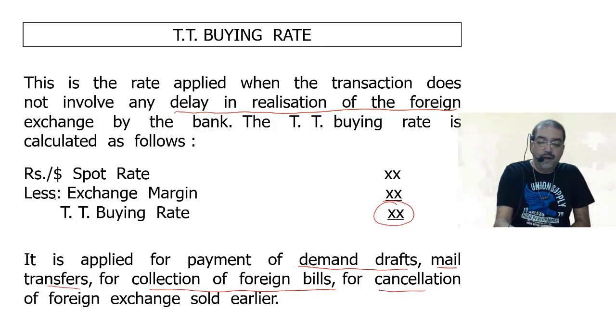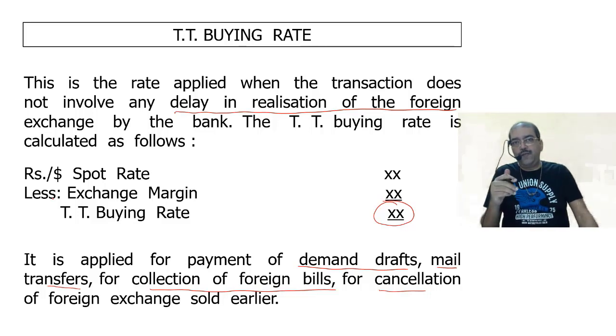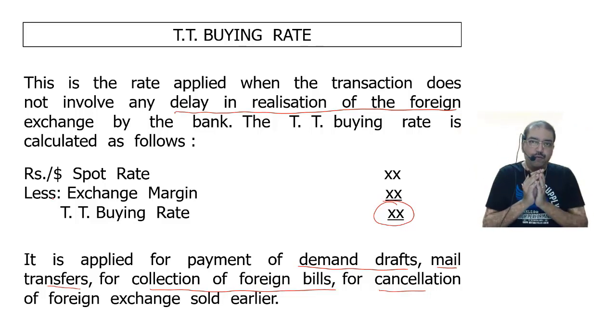Now you will say, sir, how to remember whether to deduct or add the margin? TT buying rate: bank is buying, so bank has to make payment. Always the rates are given from the bank's point of view, not from your point of view. So when bank is buying and making the payment to you, it will deduct its commission and then make the payment. The payment will be made minus the commission.